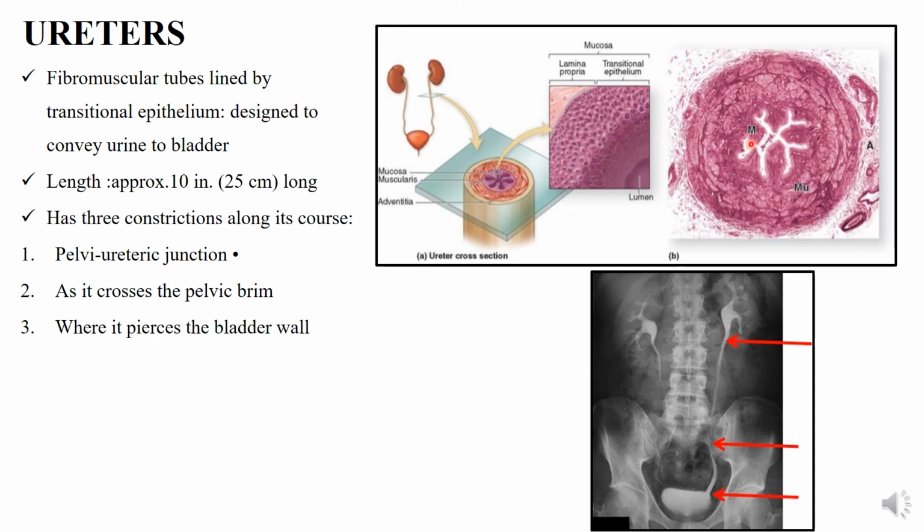If we examine the ureter radiographically, we will find that there are three constrictions along the course of the ureter. The first one is at the junction of the ureter and the renal pelvis. The second one is where the ureters cross the brim of the pelvic inlet. And the third one is when they pass through the wall of the urinary bladder. These constrictions are potential sites for obstruction by ureteric stones.